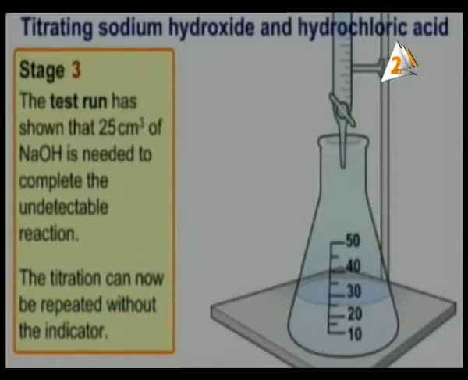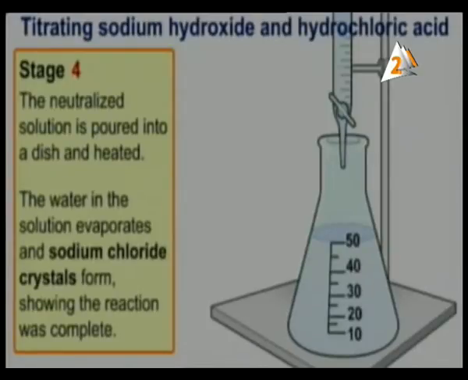In the test tube, we have 25 cm³ of sodium hydroxide again. So, complete the reaction. This titration can now be repeated without the indicator. Moving to this wall, here we have stage number 4, the neutralization. The solution is poured into a dish and heated. After that, the water in the solution evaporates and sodium chloride crystals form.